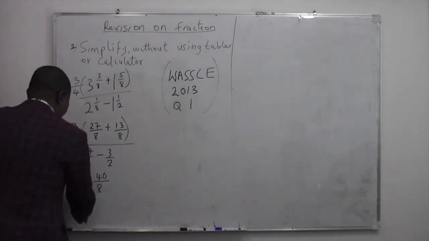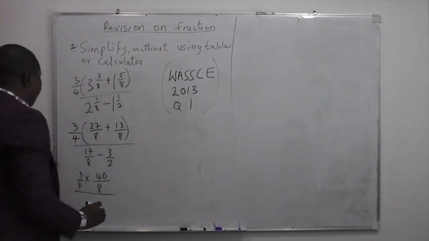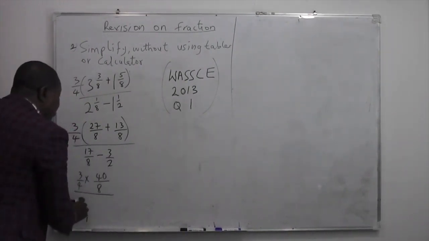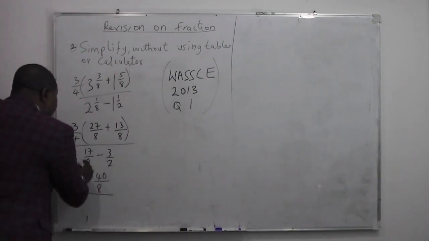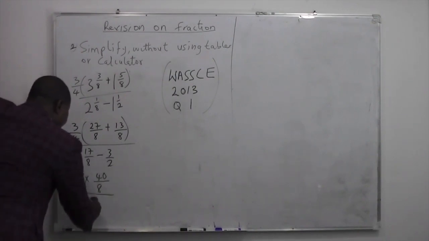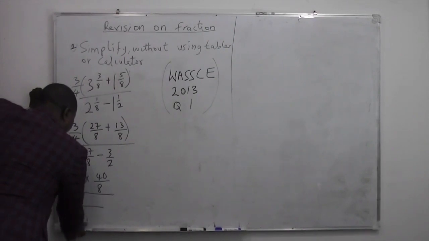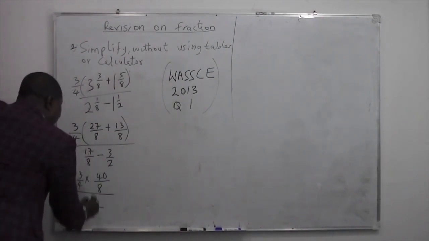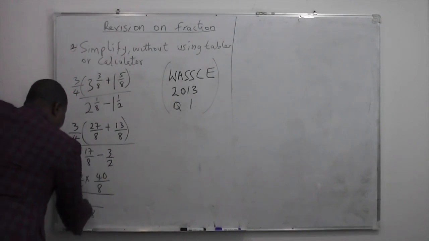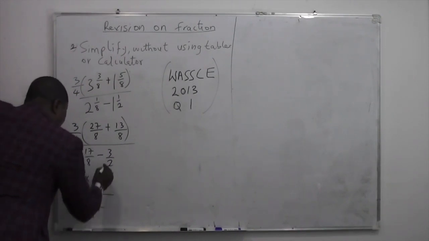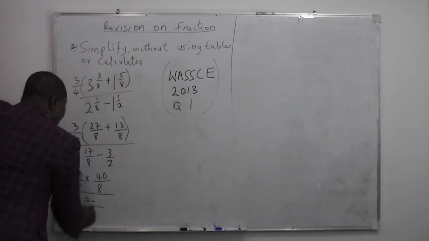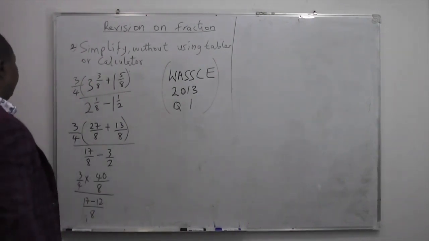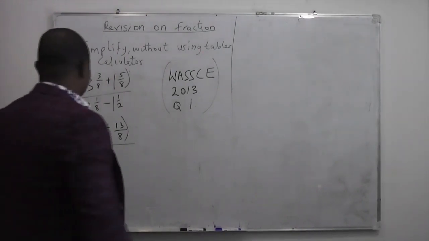Then all over the same thing here, 8 and 2 as the denominators. So since 2 can divide 8, then 8 is now our LCM. So 8 divided by 8 is 1. 1 times 17 is 17. Minus 2 divided by 8 is 4. 4 times 3 is what? 12. Now at the end of the day, you bring this one back.